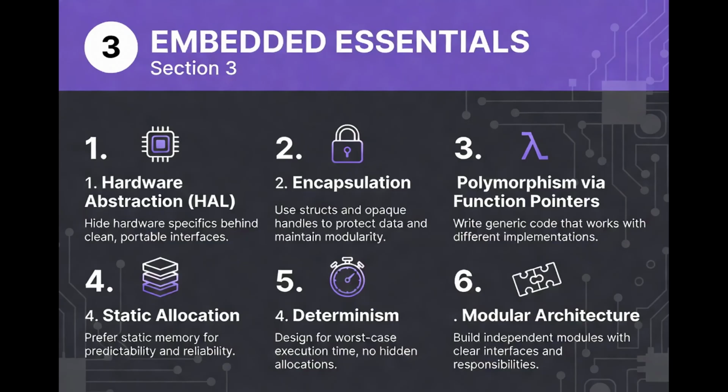Determinism is central to embedded engineering. The system must guarantee predictable execution behavior. This matters for automotive ECUs, aerospace systems, networking, industrial automation, and medical devices. Worst-case execution time matters more than average performance.